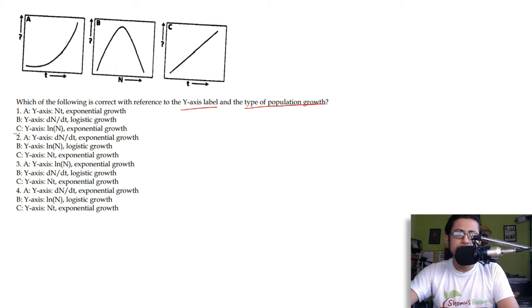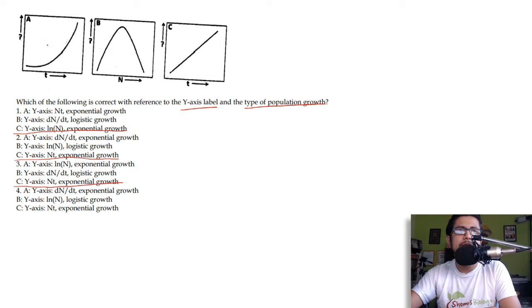Now this one: which of the following is correct with reference to the y-axis level and the type of population growth? The options are listed here. Let me divide the options: this is 1, this is second, this is third. Okay, now read it.